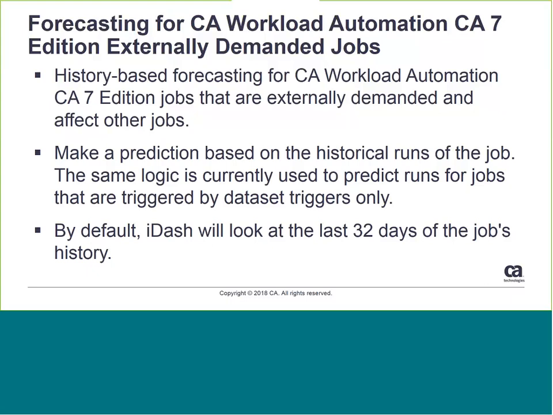Because up until iDash, there was no way to keep the history of CA7, and now we have a database and we can actually store that information and use it. Okay? By default, iDash will look at the last 32 days of the job history, which should be enough to get you, if you have a daily job, a month's worth of data. If you've got a monthly job, you may want more, but at this point, this is the default.